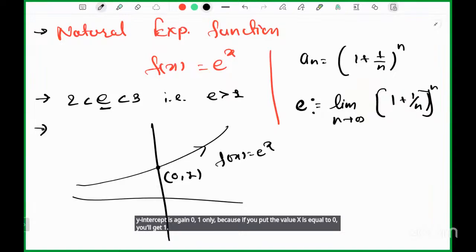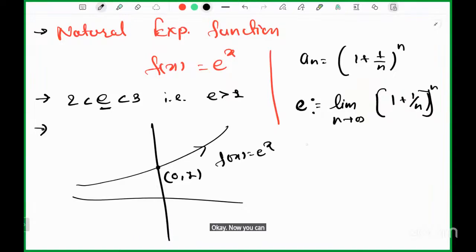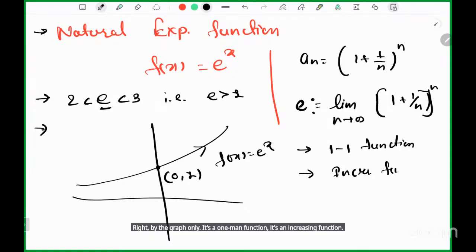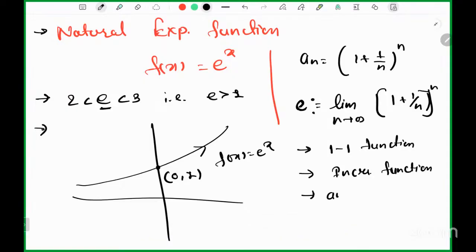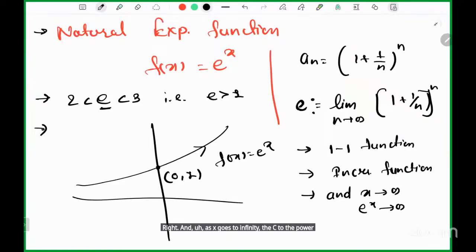Now you can say this is a 1-1 function, by the graph only. It's a 1-1 function. It's an increasing function, right? And as x goes to infinity, e to the power x goes to infinity. And as x goes to minus infinity, e to the power x goes to 0. These things you can just see from the graph.